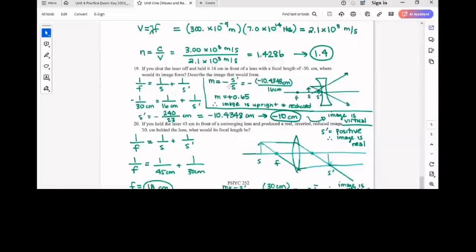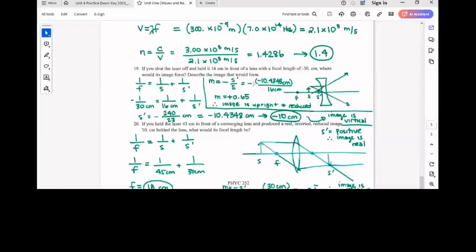Now to figure out the magnification, I can just take minus s prime over s. So that is two negative signs that are going to cancel out. This is positive 10.4348 divided by the object distance, which is 16 centimeters. I get m is positive 0.65. So because the magnification is a positive value, this is something that's going to be upright.